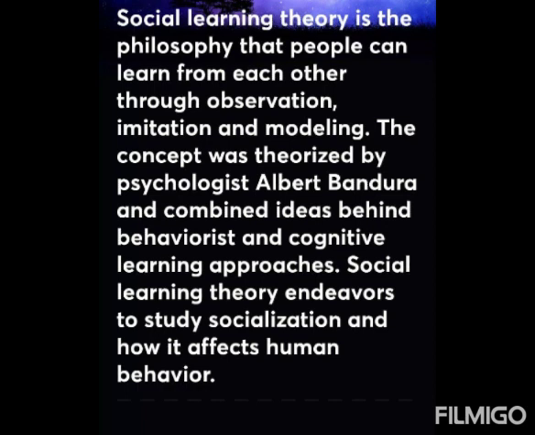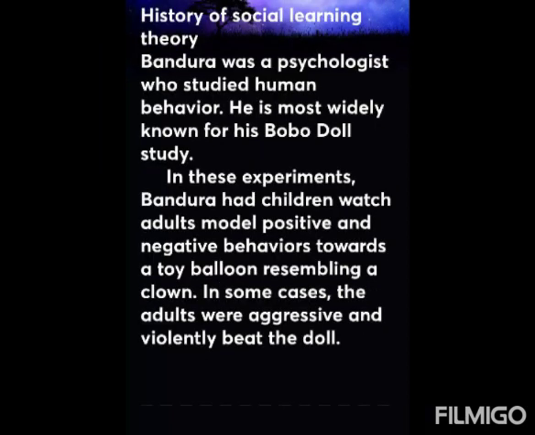Social learning theory endeavors to study socialization and how it affects human behavior. So human behavior is learned by observation. Once we learn by observation, we take it as a model.